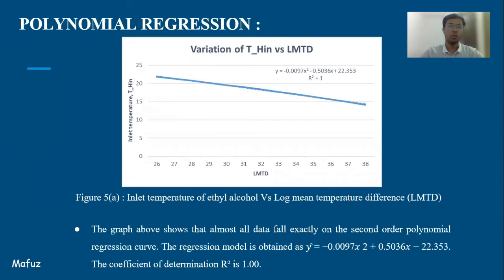Here is the polynomial regression. For the polynomial regression, in the figure, inlet temperature of ethyl alcohol versus log mean temperature difference. The graph above shows that almost all the data is exactly on the second order polynomial regression, and the regression model obtained is y equal to this equation, and the coefficient R equal to 1, which is very good.